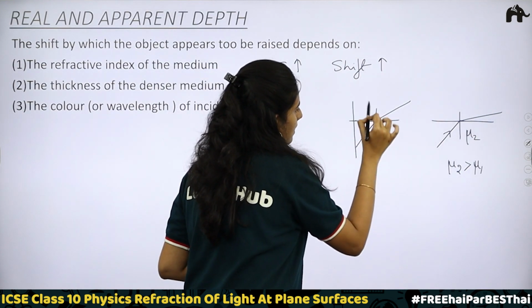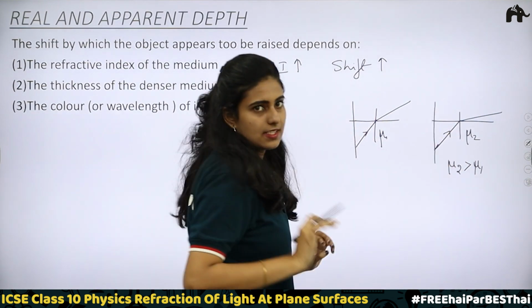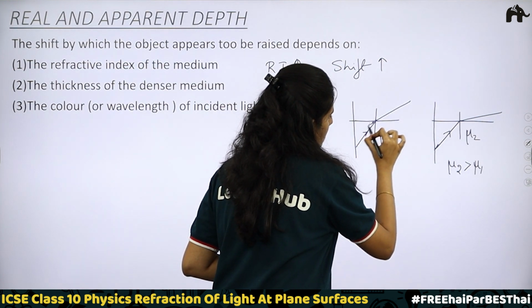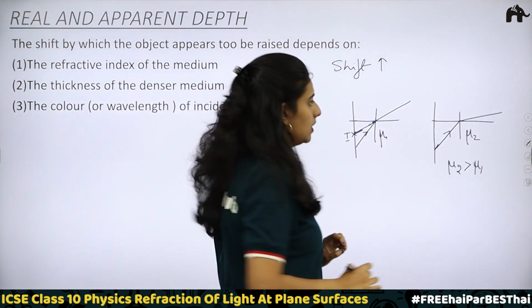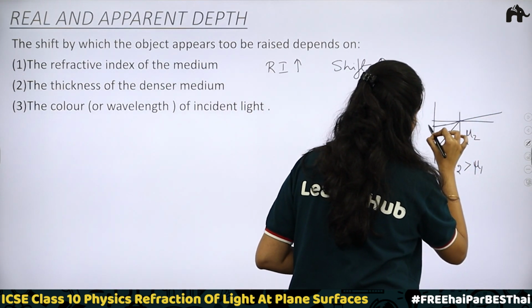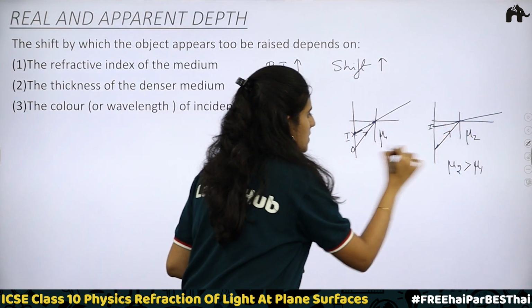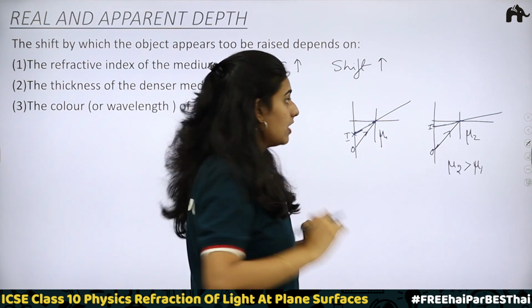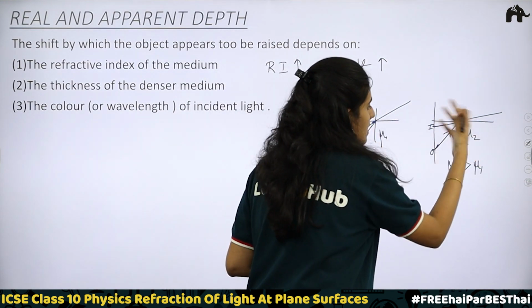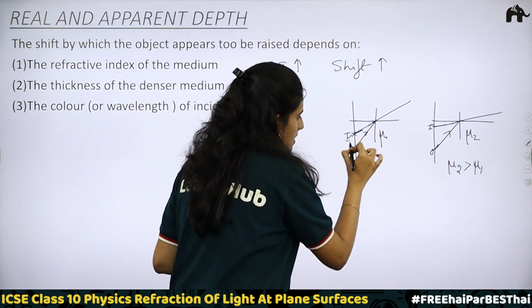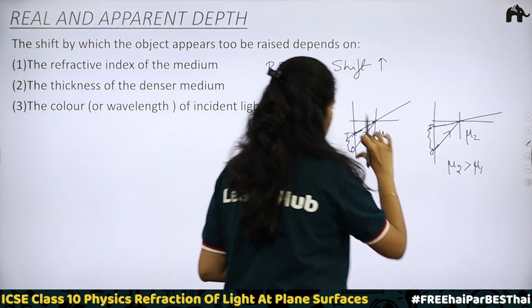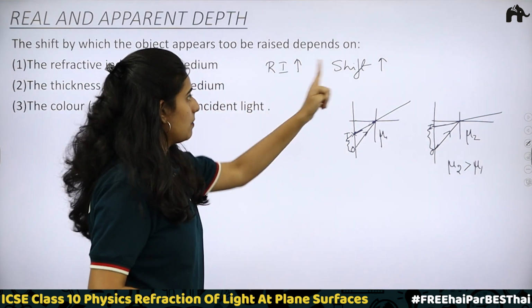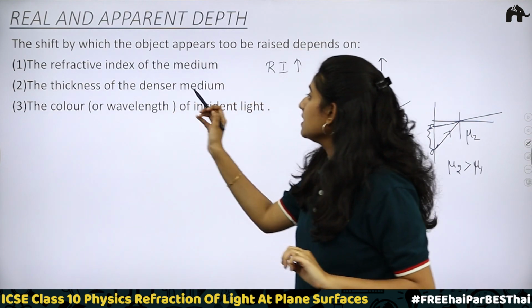Now, we are considering the normal. Okay, this is a normal incidence. When you draw a line by extending this refracted ray, here you will be getting the image. Here we have the object. Image here is at a greater height from the object. Why? Because here the refractive index is higher. When refractive index increases, shift also increases. This is the shift in this case. Here the shift is this. In which case is the shift more? Shift is more when the refractive index of the medium considered is more. So when refractive index increases, shift also increases. Now the second point is the thickness of the denser medium.